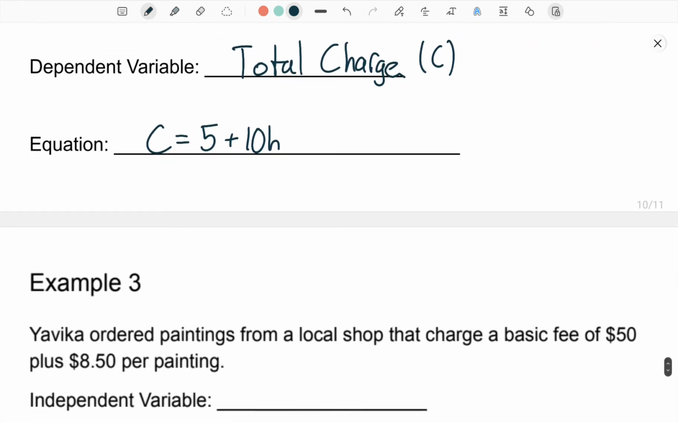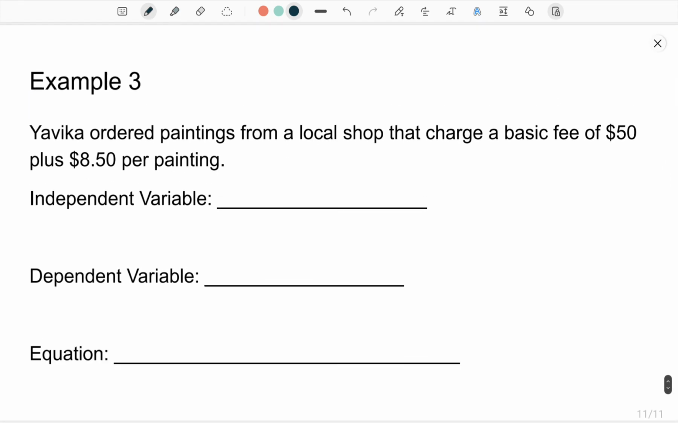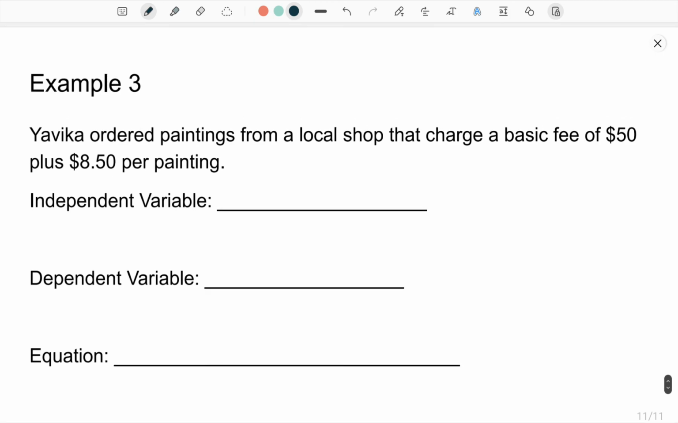All right, let's do another one of these. So Yuvika ordered paintings from a local shop that charges a basic fee of $50 plus $8.50 per painting. So maybe she's getting like a set of 20 paintings of the same one. So there's a base fee to it, plus just how many are being printed off or done. So again, what's being affected? Well, depending on the number of paintings, the total cost is going to change. So the total cost is our dependent variable, which we'll represent with C.